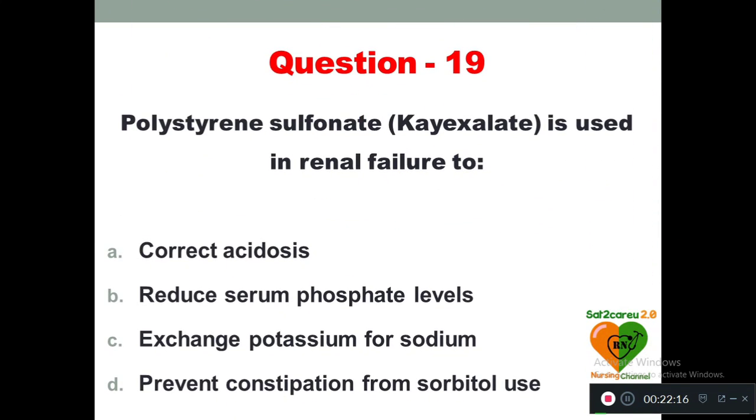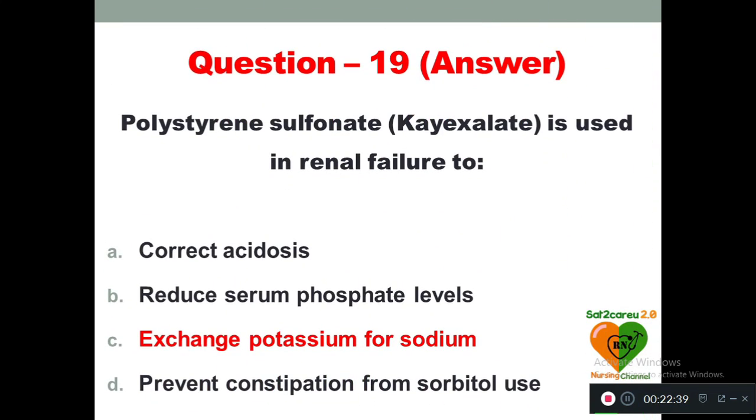Polystyrene sulfonate, also commonly called Kayexalate, is used in renal failure to do what? Option A. Correct acidosis. B. Reduce serum phosphate level. C. Exchange potassium for sodium. And D. Prevent constipation from sorbitol use. So Kayexalate is used in renal failure to exchange potassium for sodium.